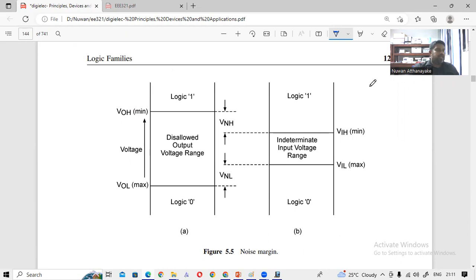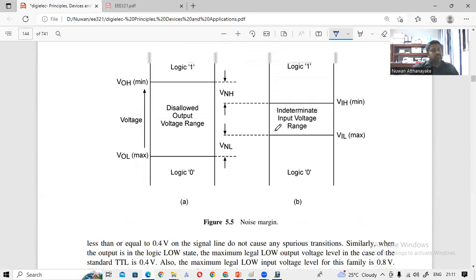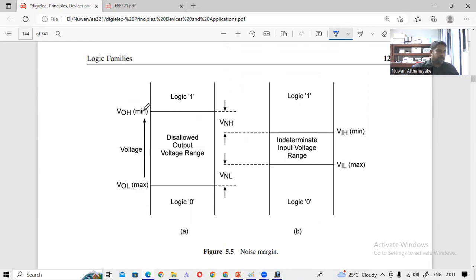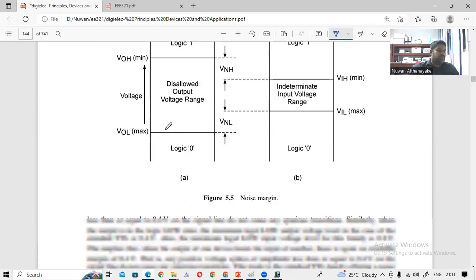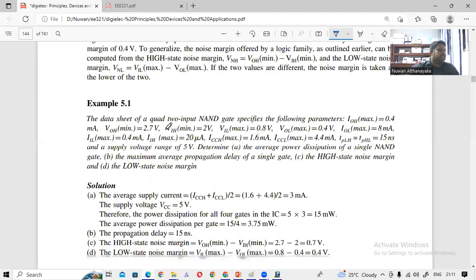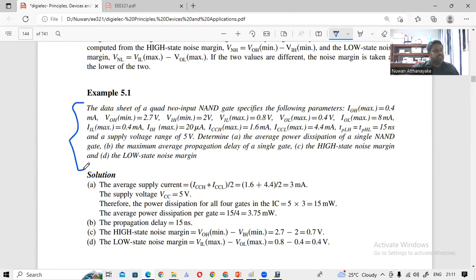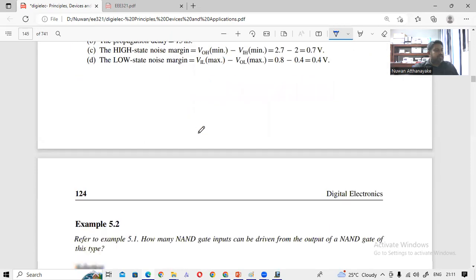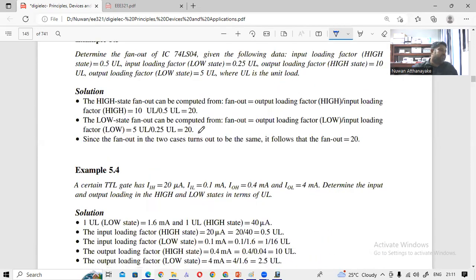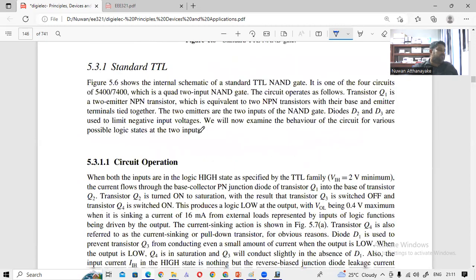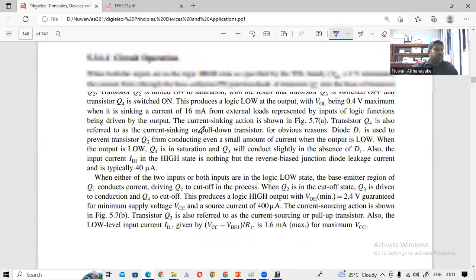So I think you should know these things when you are doing the design. This knowledge is very important. So please refer to this one. You should be able to explain that kind of situation using these parameters, especially the noise margin. I think this is a very simple question, and you should be able to do that kind of question also. So that's it.